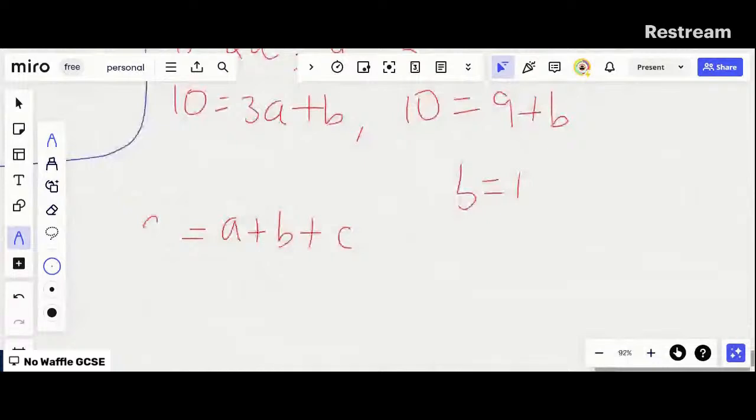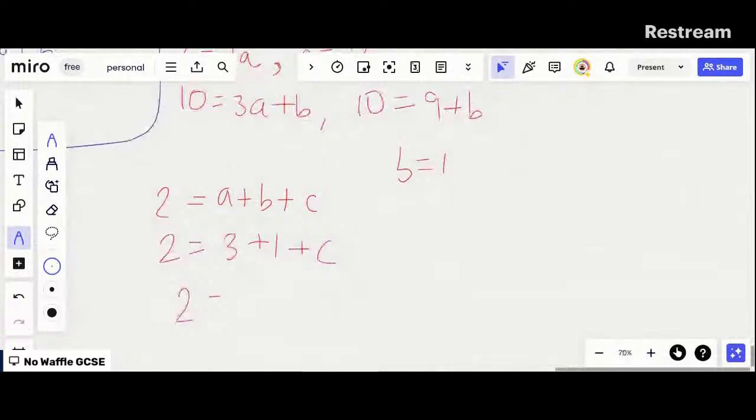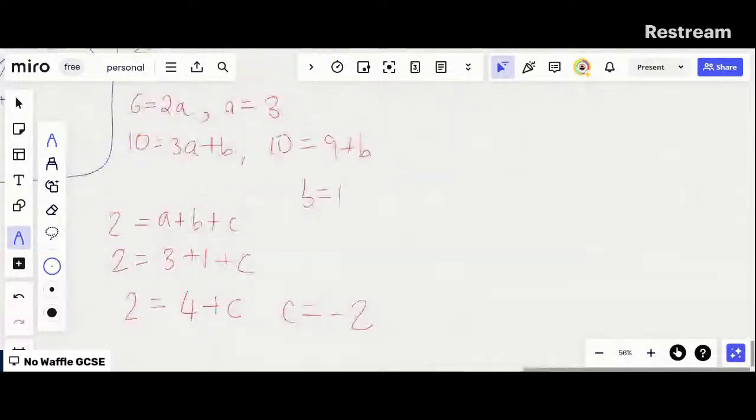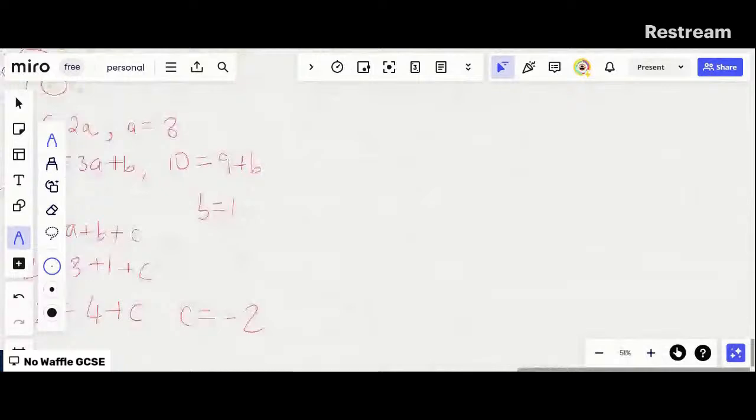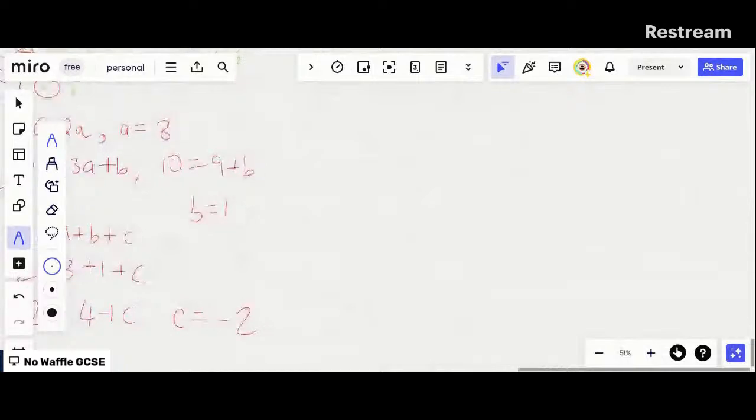And we worked out what a is, which is 3. We worked out what b is, which is 1. So for c, we've got 2 is equal to 4 plus c, so c must be equal to minus 2. And then since we know a, b, and c, you write out the quadratic formula. So the quadratic formula is ax squared plus bx plus c. So you then have 3x squared plus x minus 2. And that's how you solve it.